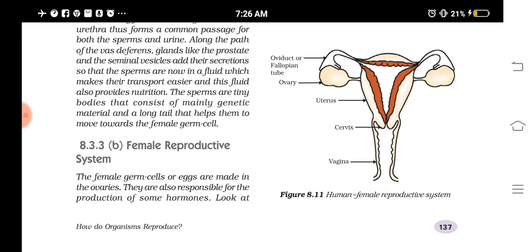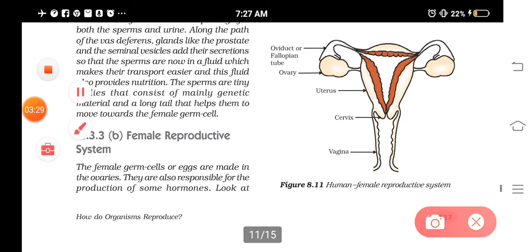So they do two functions. What are they? They help in the production of female gamete or egg, and they also help in the production of female hormones called estrogen and progesterone. And you can see that just above the ovaries, you can see a tube like structure. They are not connected directly. Even though here in the diagram it is shown as connected to each other, they are not connected. There is no physical connection between these two structures.